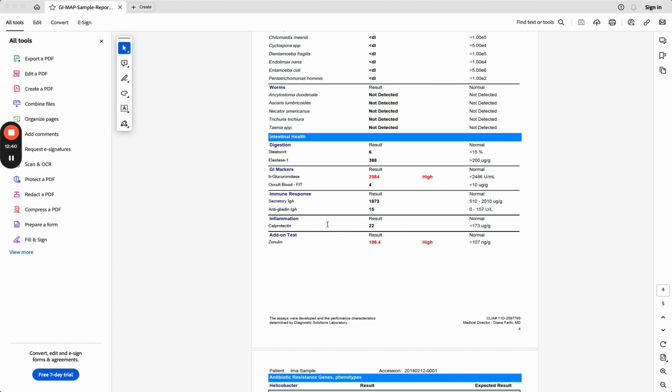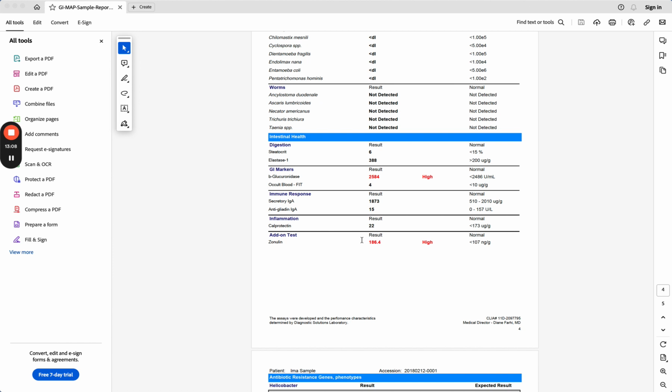Zonulin is sort of related to calprotectin, but it basically is a marker in the gut for leaky gut. So when the gut is irritated from whatever reason, and all of the above qualify, as well as any food allergy or stress, I sometimes even think of popcorn seeds just going through and creating a leaky gut situation that could contribute to an elevated zonulin.